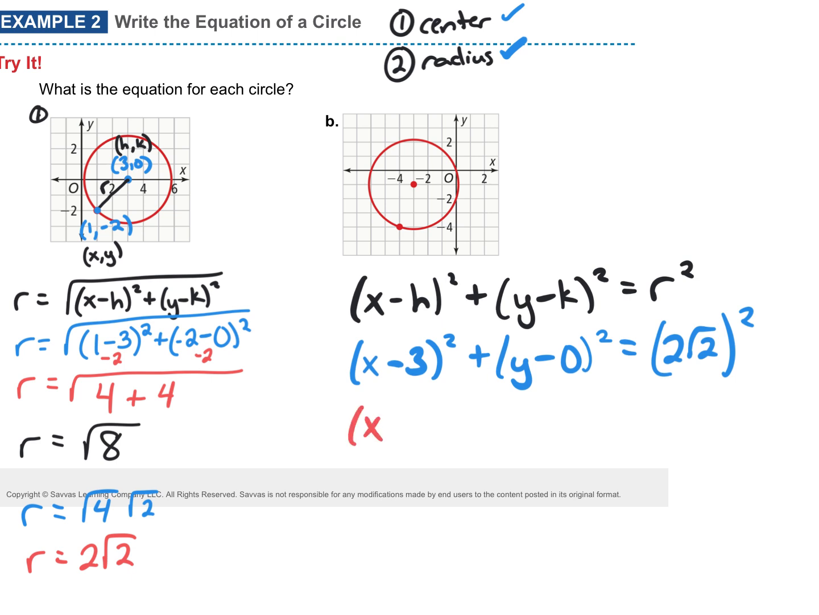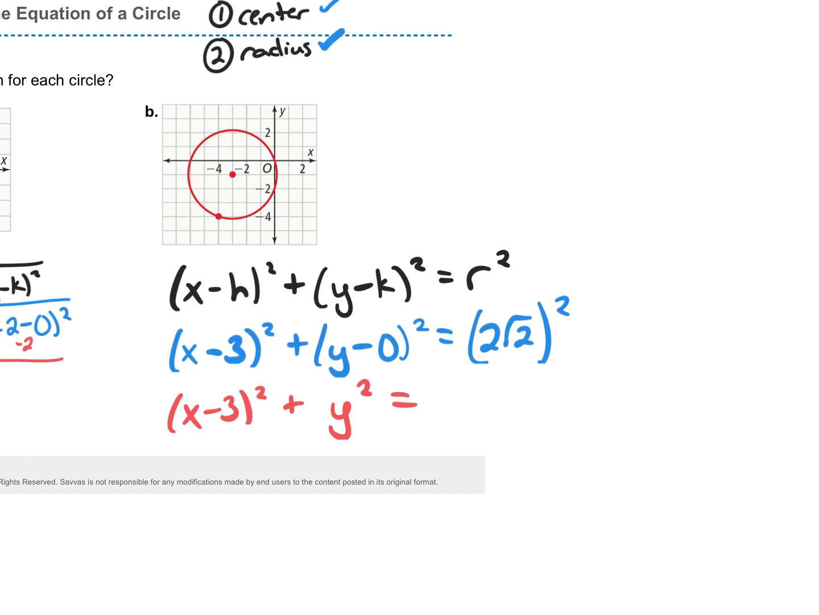So over here we have x minus 3 squared plus, what happens here? It's just y. Yep, so y squared equals, now think back to your algebra days. How do I simplify this? What does this turn into?